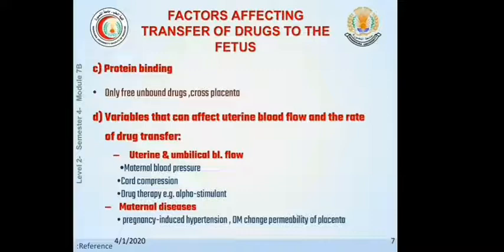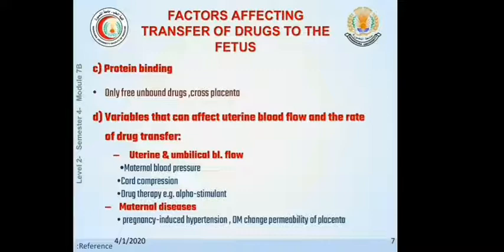the fetus through the placenta. Number 2 is cord compression. There is mechanical pressure on the cord, reducing the blood flow to the fetal side of the placenta. Also, drug therapy like alpha stimulants, like epinephrine or any alpha stimulants, may cause vasoconstriction of the uterine blood vessels, leading to reduction of the blood flow.